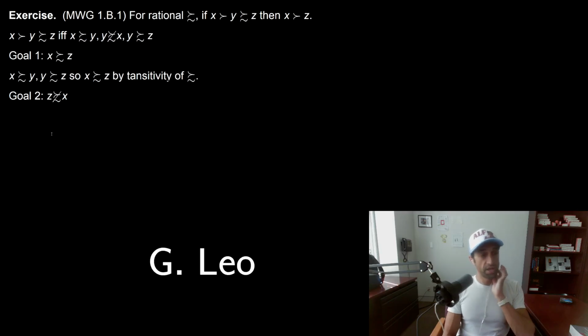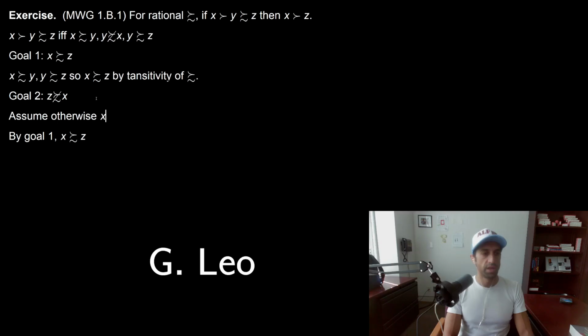Now we have to show that z is not at least as good as x. This is probably going to be a little bit harder. We have all three of those things, and by goal one, x is at least as good as z. Let's assume otherwise, and then show there's some contradiction with something up here. We'll just try it.